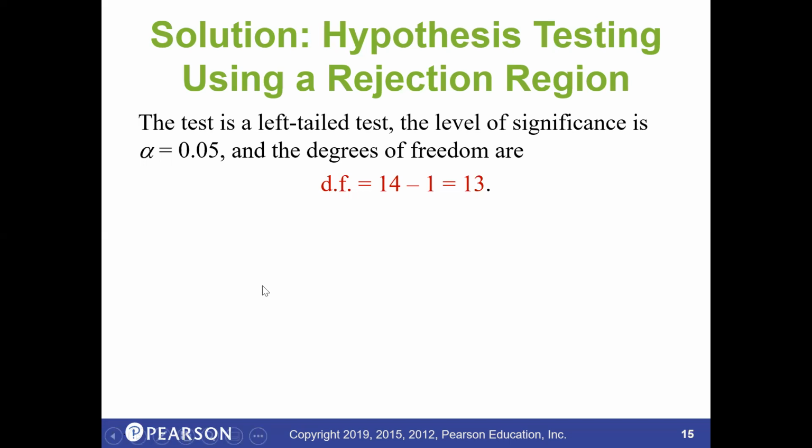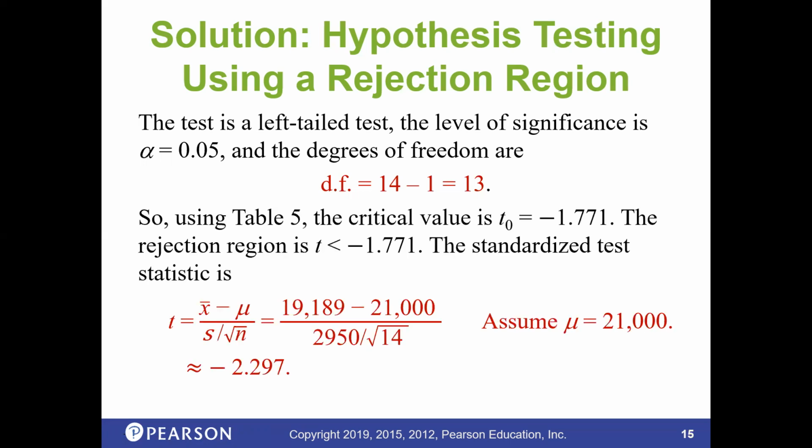All right, so I'm going to look at my chart again here. So 13 is what I'm looking at. I'm looking for a left tail test. I'll go with that here at negative 1.771. Are we good there? Hopefully you found that one.